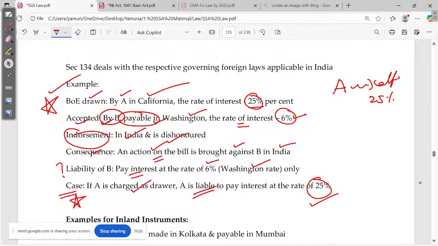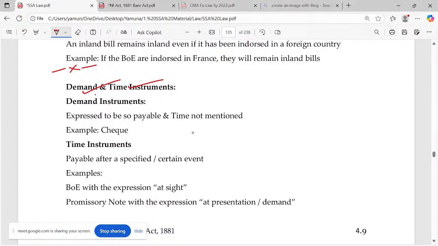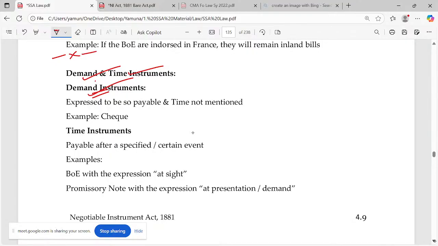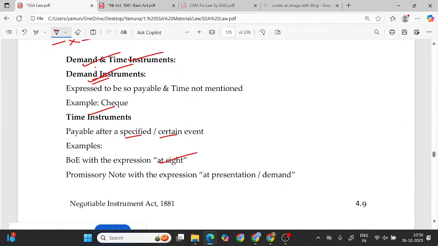Examples for inland instruments: I request you to go through them, please. Till here you can finish it off. Instruments payable on demand will be called demand instruments, and those payable on time, where the time is mentioned, you call time instruments. Probably some specified or certain event has to happen, that we can consider. I'm not going into detail.